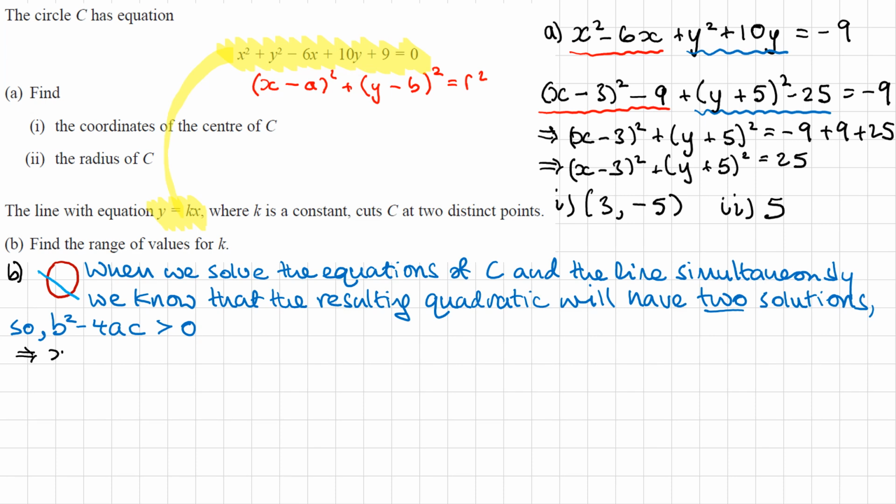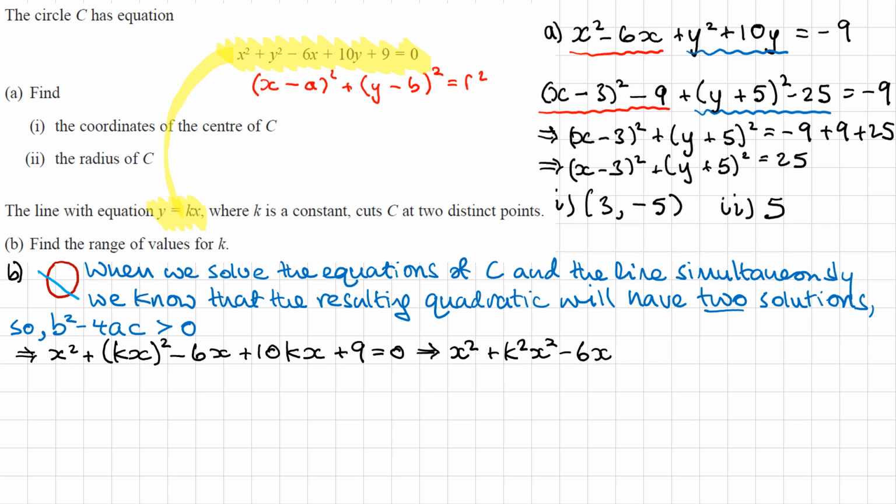So we'll have x squared plus y squared. So y is now going to be replaced with kx, so it's kx all squared minus 6x plus 10y, that's 10 times kx, there's a substitution again, plus 9 is equal to 0. Okay, so let's expand the brackets that we have here. So I'll have x squared plus k squared x squared minus 6x plus 10kx plus 9 is equal to 0.